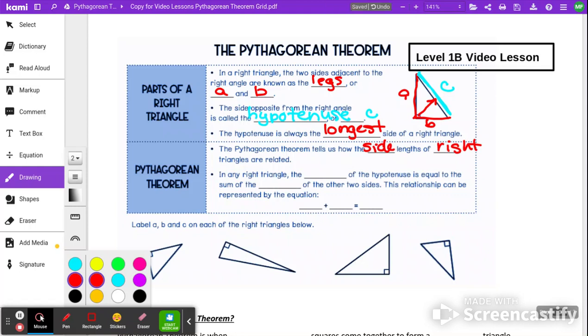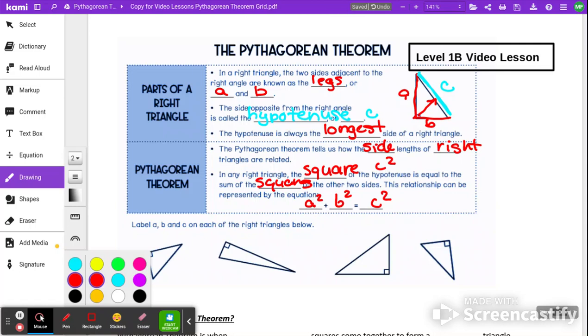The Pythagorean theorem tells us how the side lengths of a right triangle are related. In any right triangle, the square of the hypotenuse, c squared, is always equal to the sum of the squares of the other two sides. The relationship can be represented by the equation a squared plus b squared equals c squared.